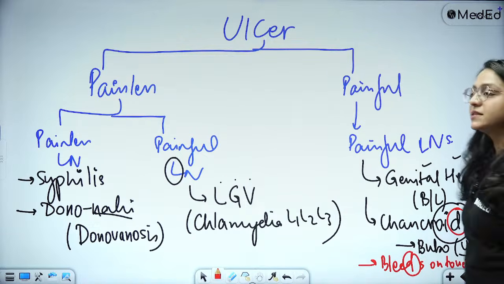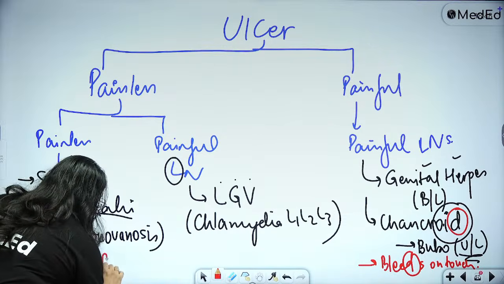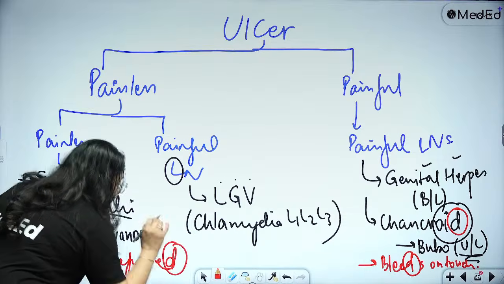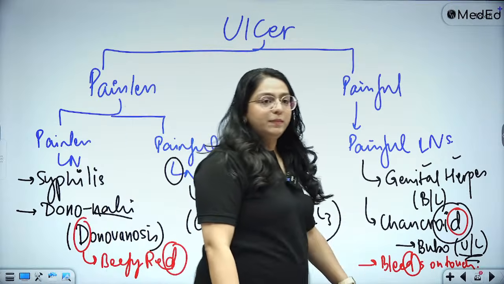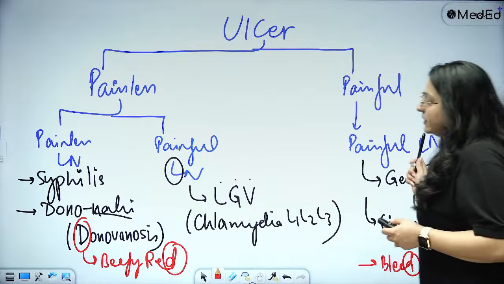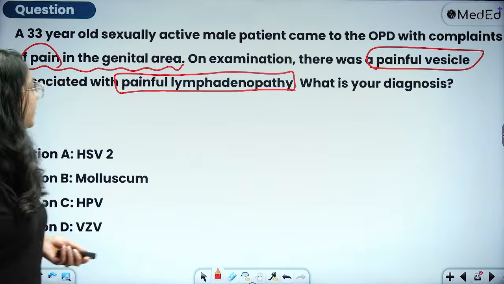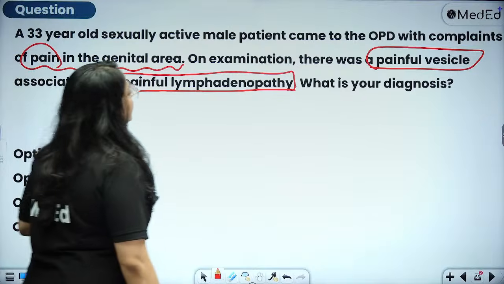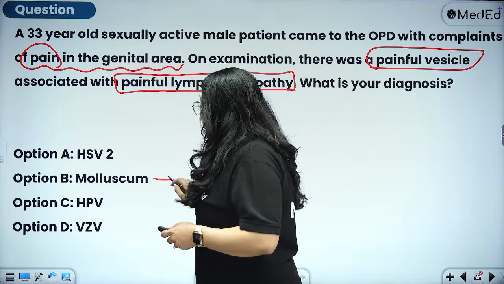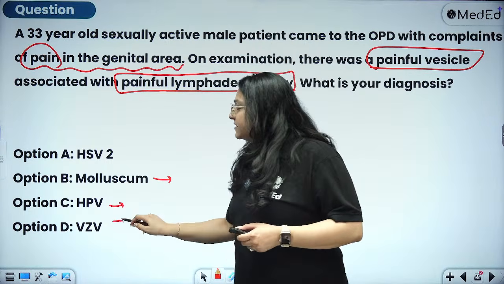Chancroid is caused by Haemophilus ducreyi, and Donovanosis has a beefy red ulcer that also bleeds. Okay, so ulcer painless, painful, that is how we remember all the 5 genito-ulcerative diseases. Right. So, painful lymphadenopathy, painful vesicle, what is your diagnosis? Herpes simplex. Molluscum, what will molluscum show? Molluscum will show dimpling. HPV, warts. VZV, chickenpox.